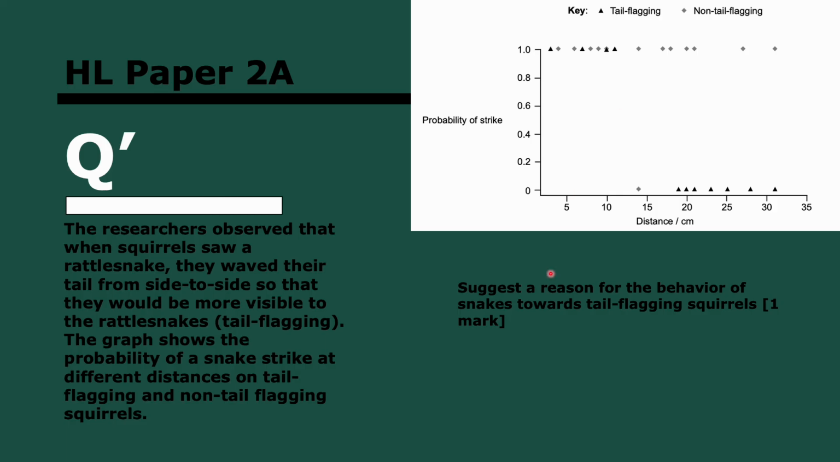So next question. Suggest a reason for the behavior of snakes towards tail flagging squirrels. 3, 2, and 1. Okay, so if they're flagging their tails, that means the squirrel is probably alert and knows what's going on, so the strike is more likely to miss, and that would be wasted energy for the snakes, so they would rather not strike.